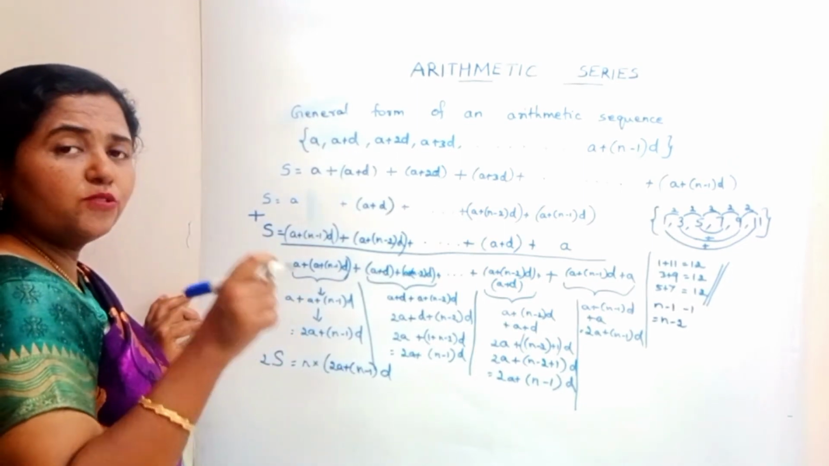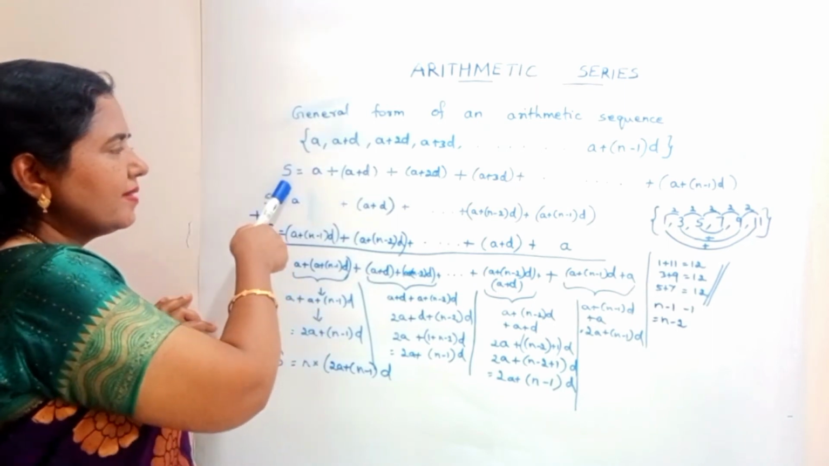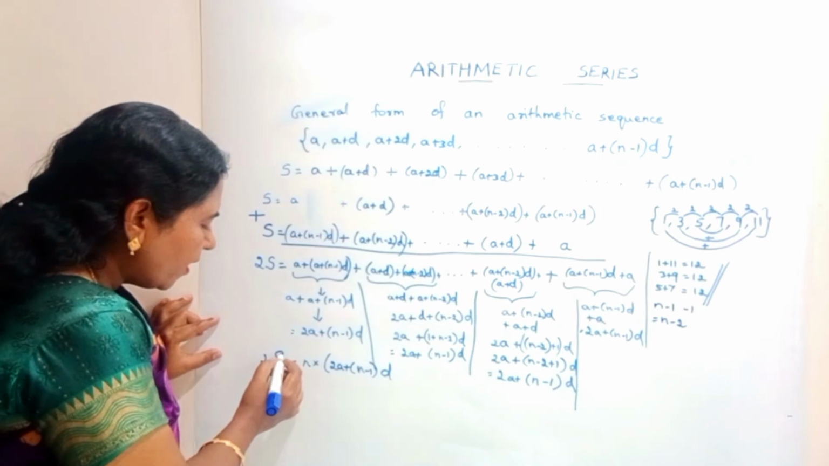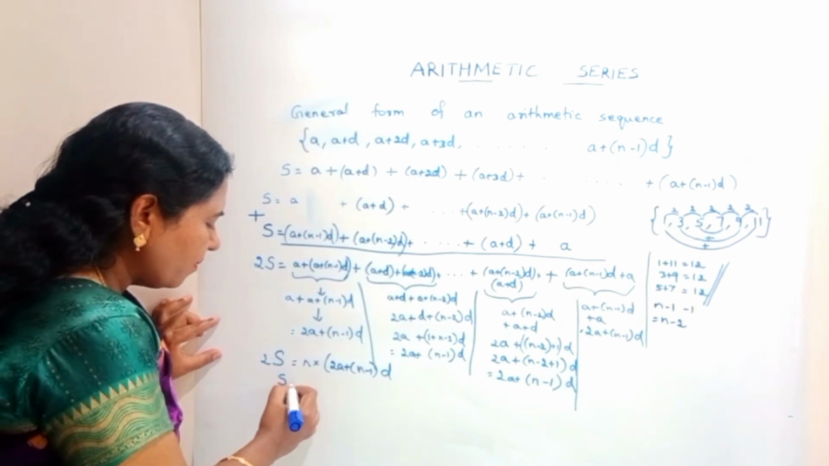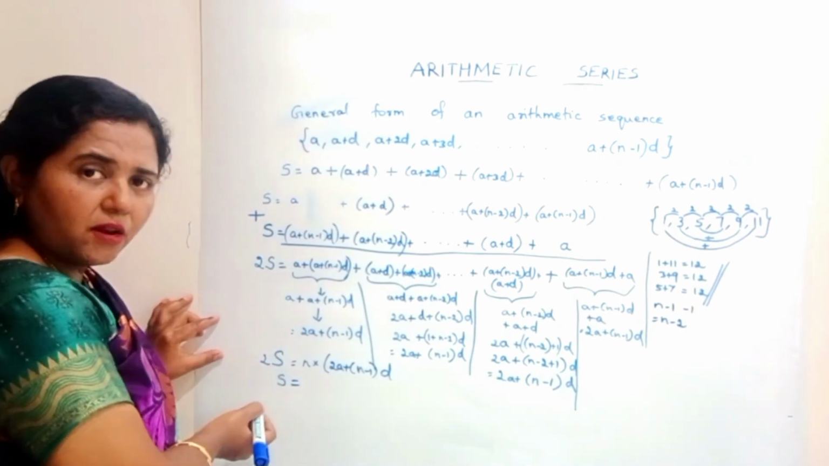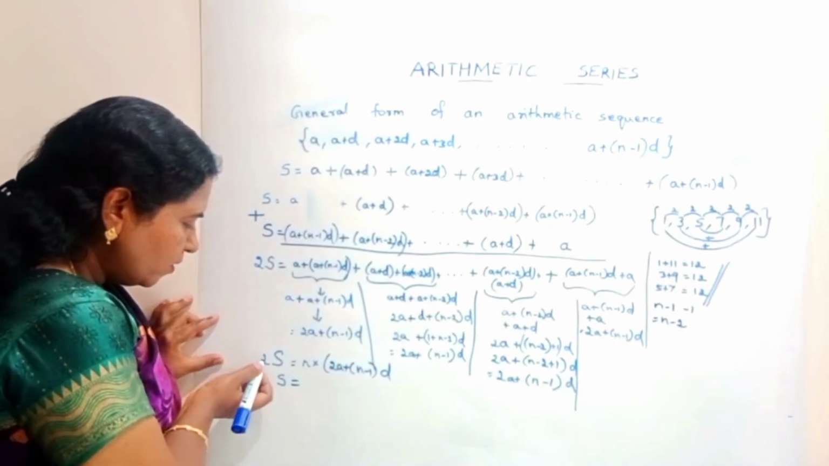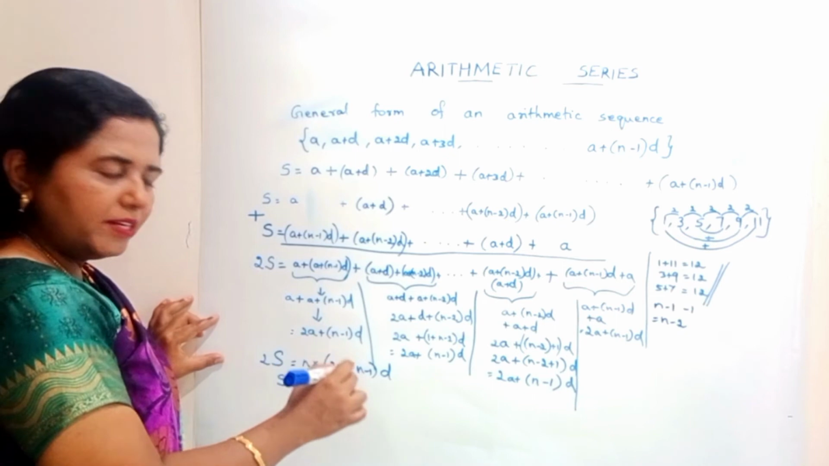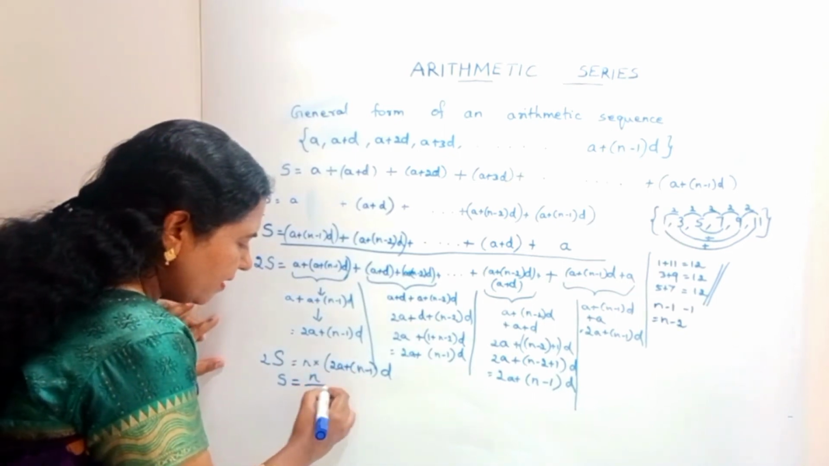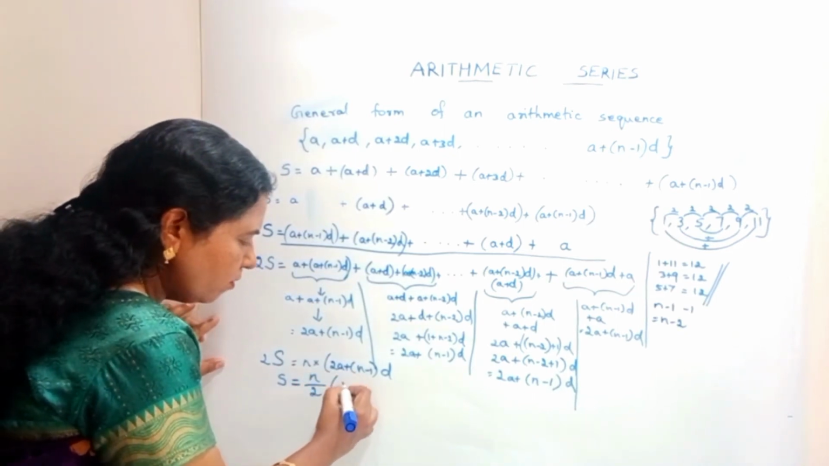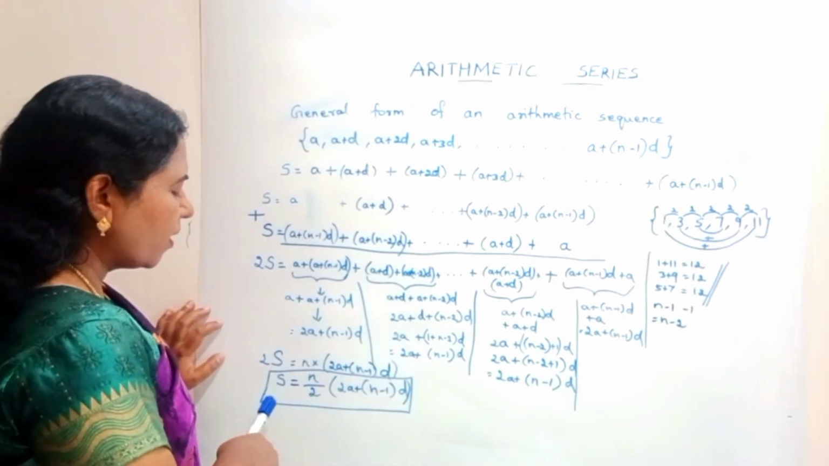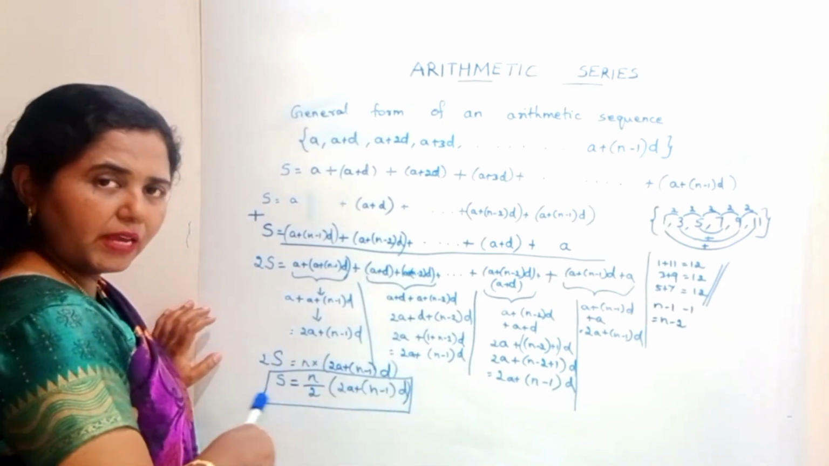Now our aim is to find out the value of s. It is nothing but the value of the arithmetic series. So in order to bring out the value of s, I am going to keep the s alone on the left hand side. So here it is 2 into s. When it comes to the other side, it becomes divided by 2. So it becomes n divided by 2 into 2a plus n minus 1 into d. So now this is our required formula.